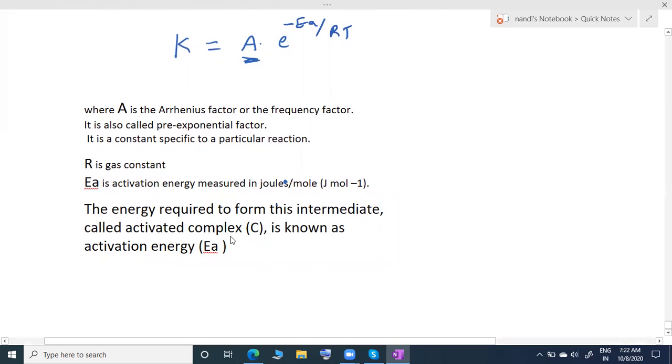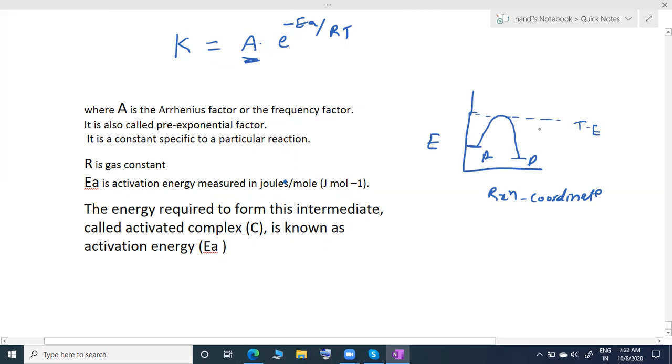The energy required to form this intermediate called the activated complex is known as activation energy. So we are going to learn this: this is E, this is the reaction coordinate, and this is reactant converting into product. The amount of minimum energy required, this is the threshold energy. We'll discuss this clearly in another video. The amount of energy required to reach threshold energy is the minimum energy required.